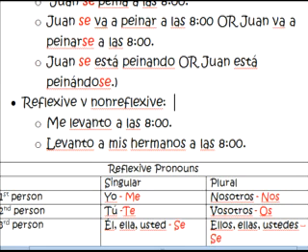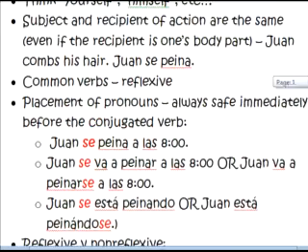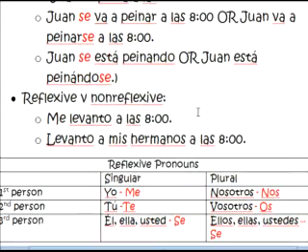So if the recipient is actually yourself, which reflexive verbs are, the subject and the recipient are the same, it's I wake myself up or I get myself up at 8 o'clock. Levantarse is typically a reflexive verb, but sometimes it isn't. Me levanto a las 8. Nos levantamos a las 8.